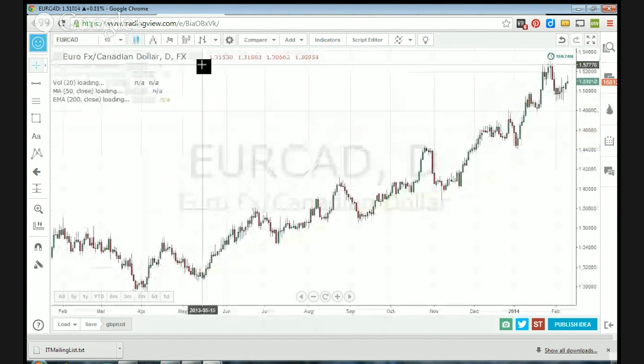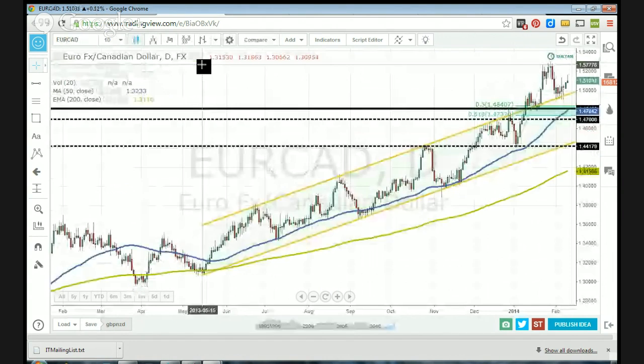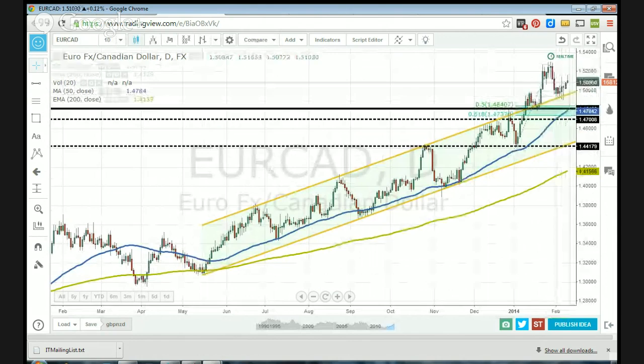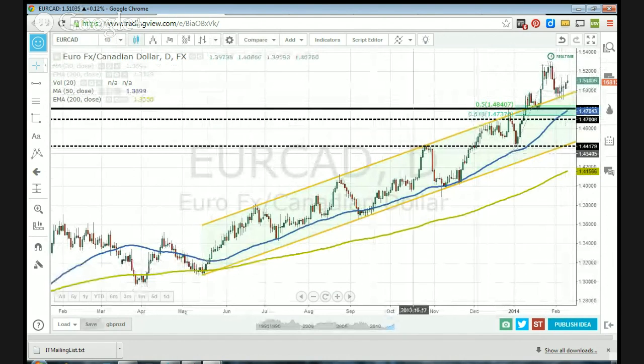Euro Canada, yeah, this is rallying. It's found the top of this channel as support. It broke out above it, then came back, tested, found support, and kept going. That's interesting. It would have been a good pyramiding opportunity. I did not trade this. I missed out on this one.